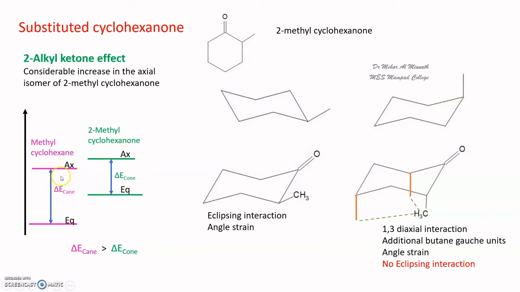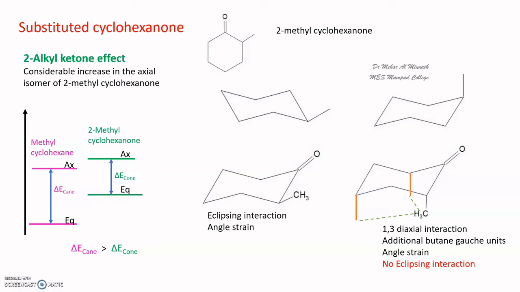Now, I have told you earlier that ring flipping is faster in cyclohexanones. The reason is here. The energy difference between the axial and equatorial forms is large in cyclohexane when compared to the energy difference between the axial and equatorial forms in cyclohexanones. And therefore, they flip faster. They interconvert at a faster rate. Alright, so this is about the substituted 2-methyl cyclohexanone.